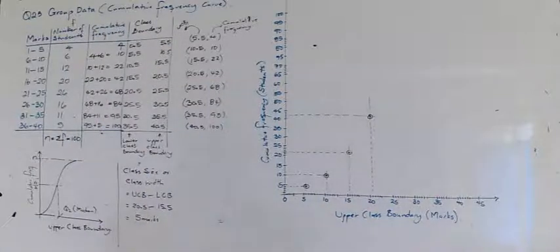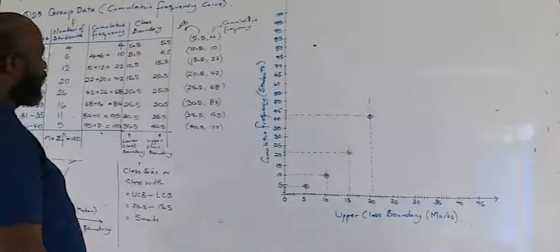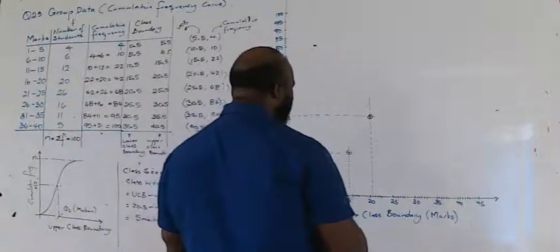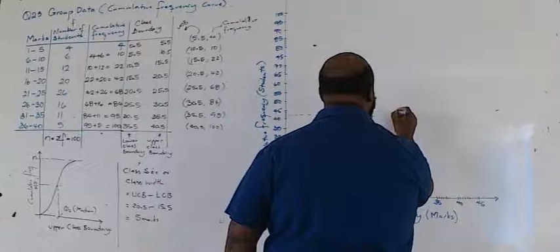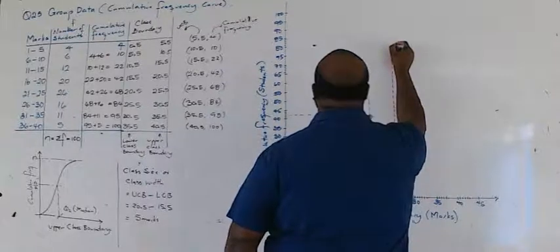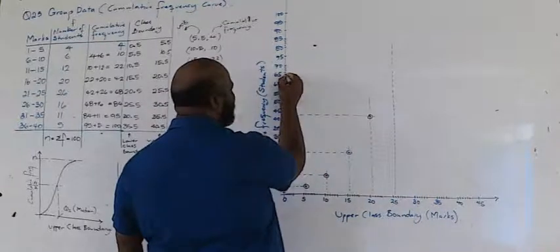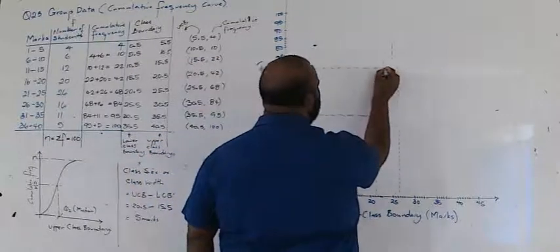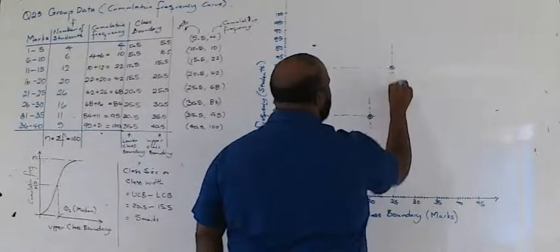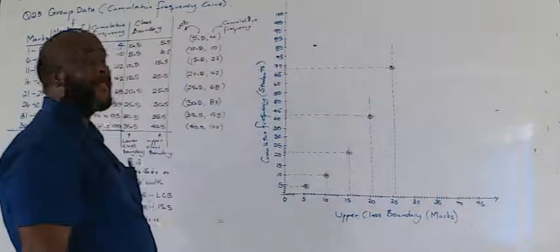25.5 corresponds to 68. That's immediately after 25, and that corresponds with 68. 65, 66, 67, 68.